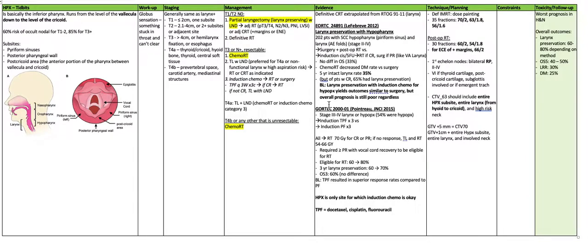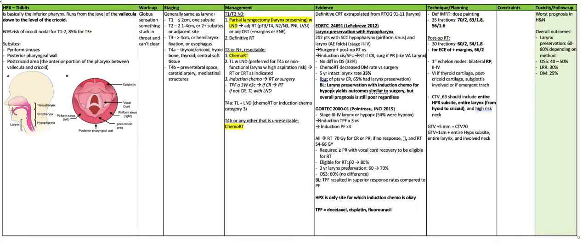The other trial is GORTEC 2000-01, Pointreau, JNCI 2015. These were stage 3 to 4 larynx or hypopharynx. Over half were hypopharynx, 54%. The other got induction TPF times 3 versus induction PF times 3. Then all of them were randomized to radiation, 70 gray for a complete response or partial response. If no response, they got a total laryngectomy with radiation to 54 to 66 gray. Required greater than or equal to partial response with vocal cord recovery to be eligible for this radiation.